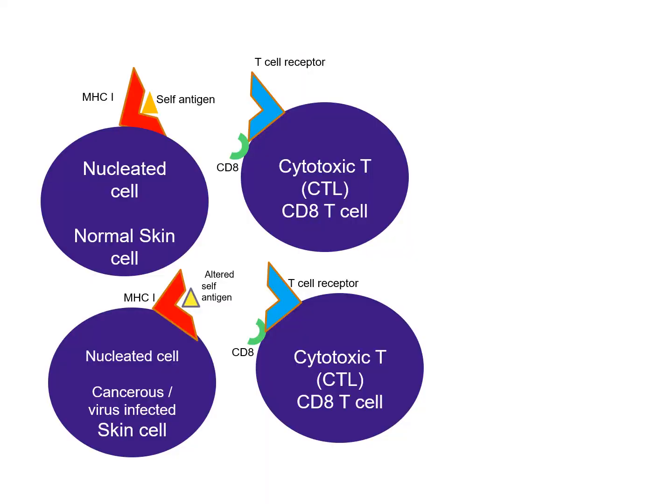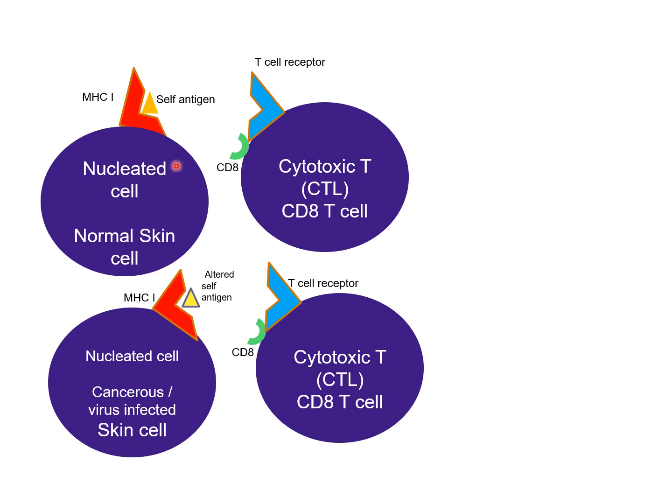The second set of MHC class that we have is known as MHC class 1, and those are receptors that are found on the surface of any nucleated cell. So any cell in your body that has a nucleus should have an MHC1 receptor on its surface.